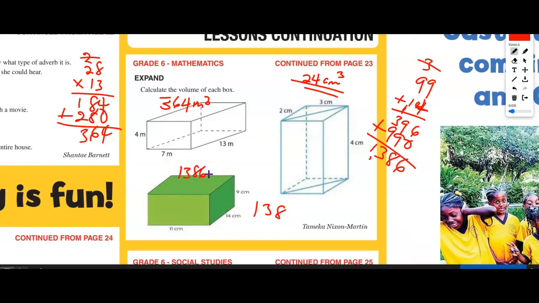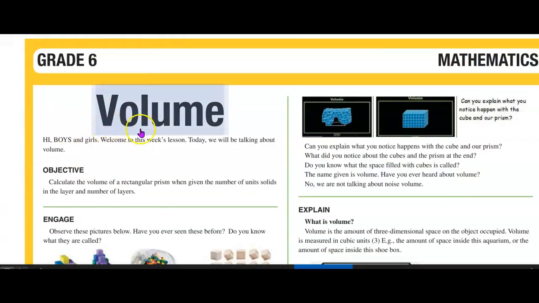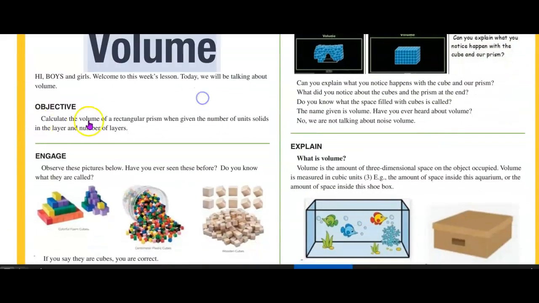So in this episode, we were looking at volume. We should now be able to calculate the volume of a rectangular prism when given the appropriate units. So we could multiply the length by the width and then multiply that answer by the height.